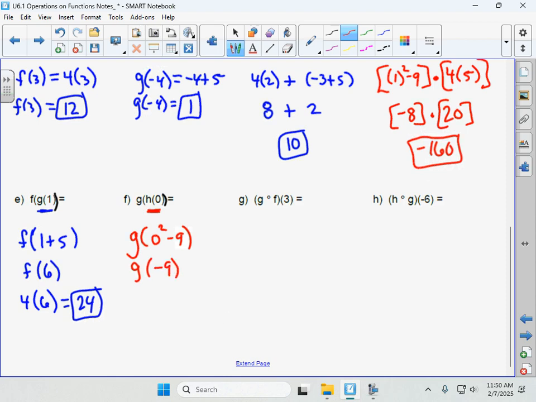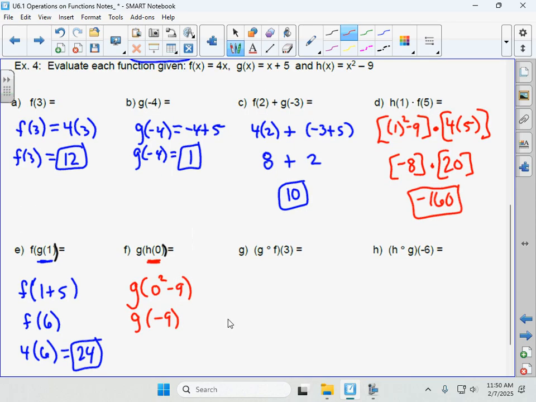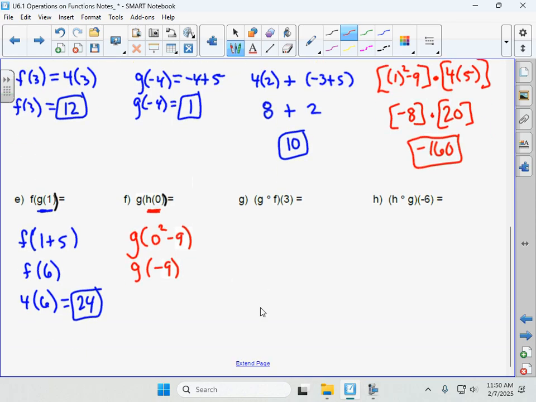So now we're going to find g of negative 9. So we put negative 9 in for x in the g function. So the g function says do x plus 5. So there's our x plus 5, and that's negative 4.